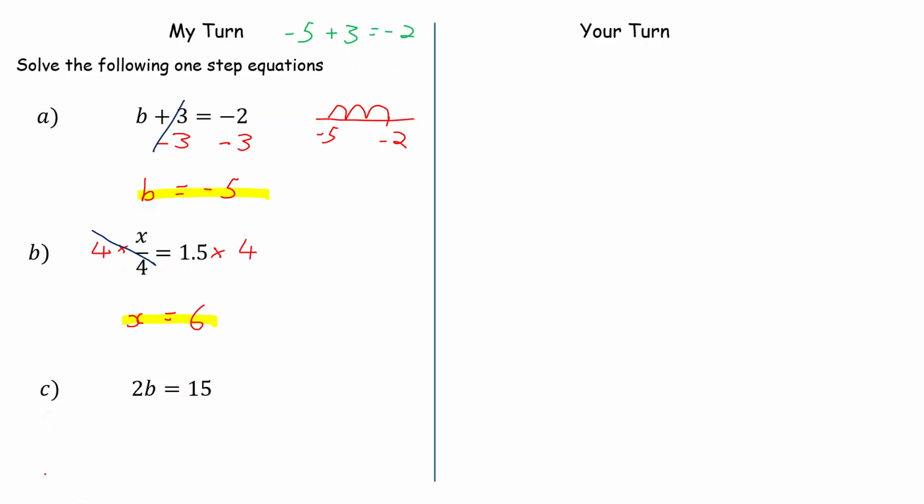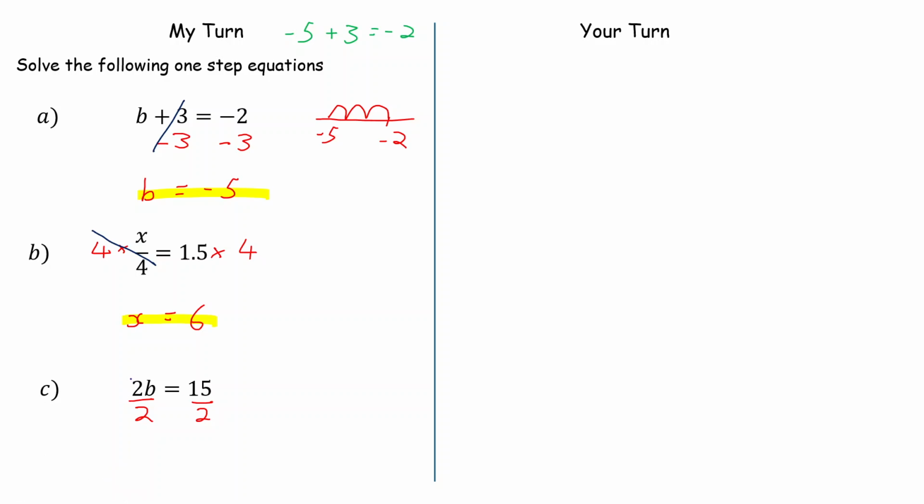And again, you can check your answer by putting it back into the equation. Your number x, which is 6, divided by 4, 6 divided by 4 is indeed 1.5. You can put it in your calculator to check if you want to. Last but not least, we've got 2 times a number is equal to 15. Again, we have a number, b, we times it by 2. What's the opposite of timesing by 2? It is to divide by 2. The scales became unbalanced, so I must do the same thing to my right-hand side to keep it in balance.